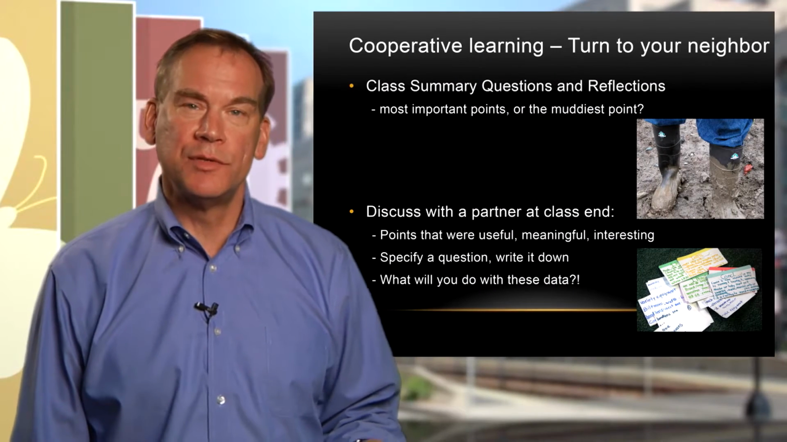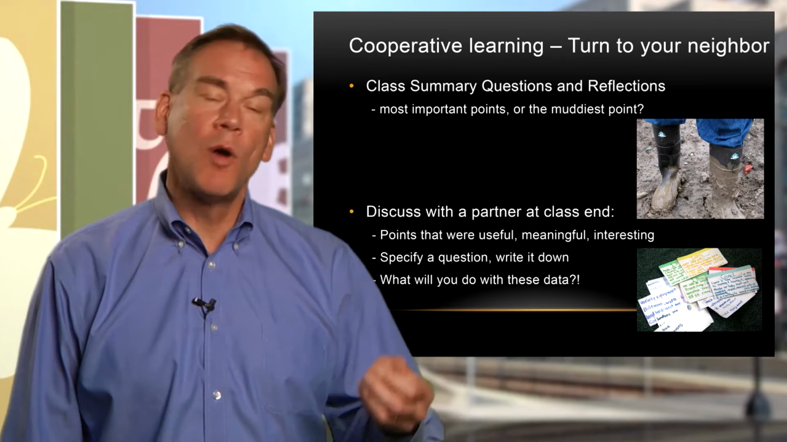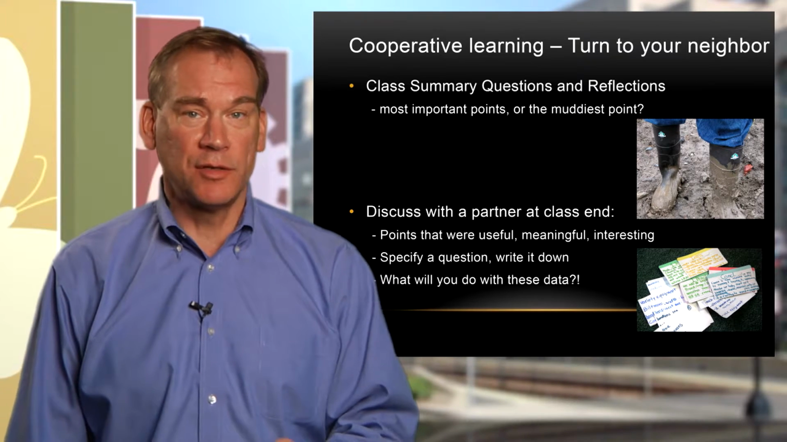They know what to do. You'd be surprised how quickly you say, turn to your neighbor, and they do it, and have that interesting informal discussion. Another place you might use informal cooperative learning is at the end of class. What were the most important points for you? And have them talk to each other about that.